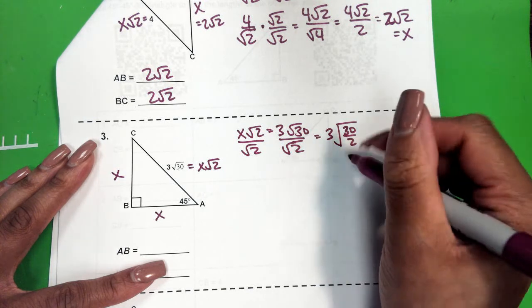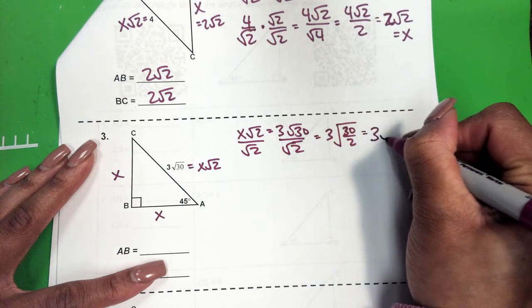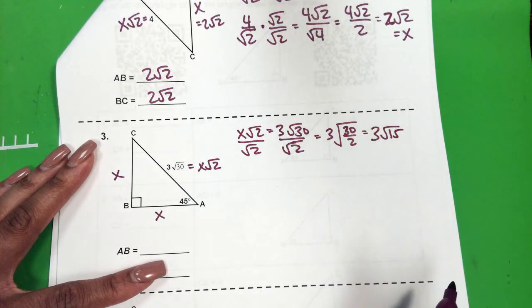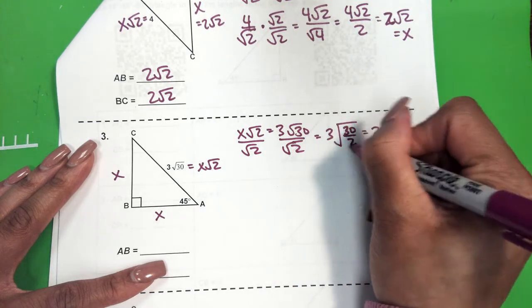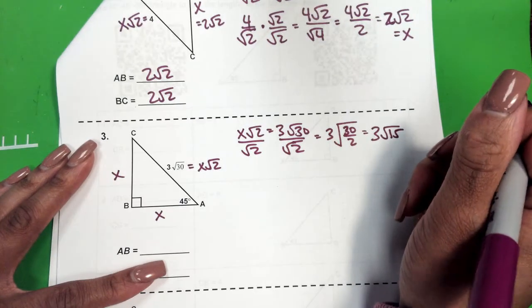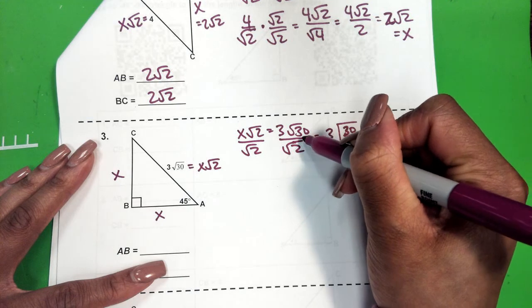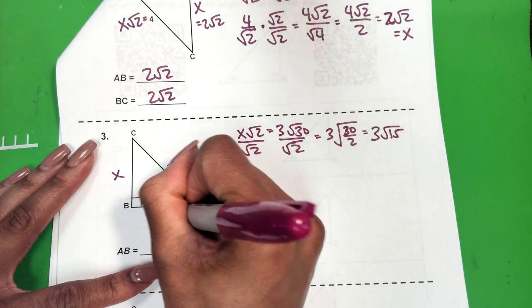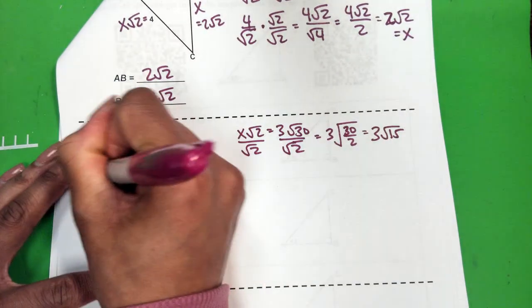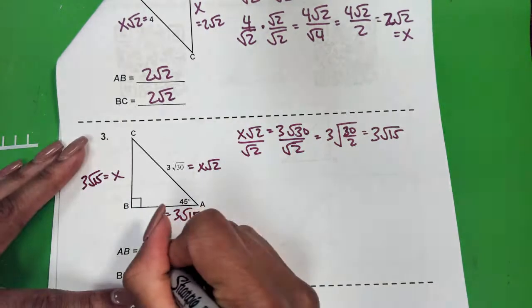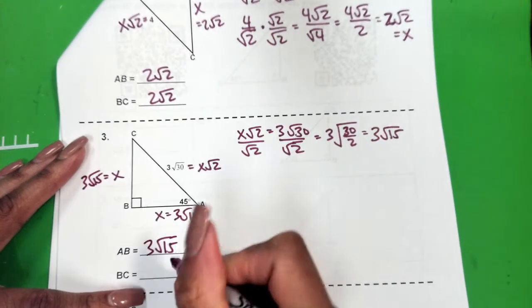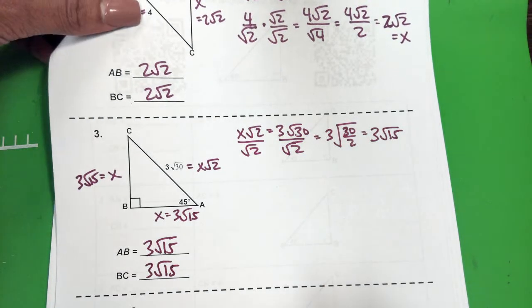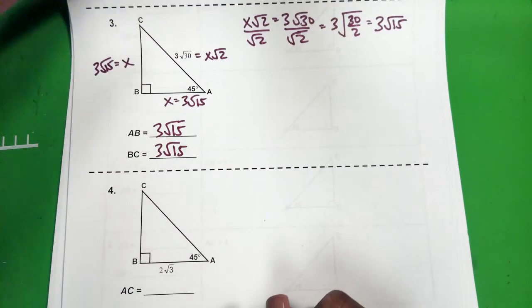30 divided by 2 is 15, so square root of 30 over square root of 2 is square root of 15. So I have 3 square root of 15. And can 15 simplify? Well, no, it cannot. So remember, you can always divide before simplifying as well. So my legs are 3 square root of 15. Okay?